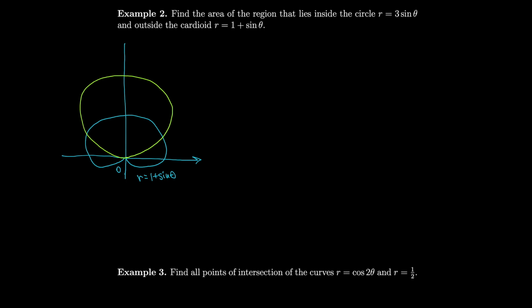Okay, it's roughly a circle. We would like the area in between these two. So that means that we're looking for the area inside the circle and outside the cardioid. So this is what we want. It looks like what we have to do is find the area inside the circle and subtract out this area over here inside the cardioid.